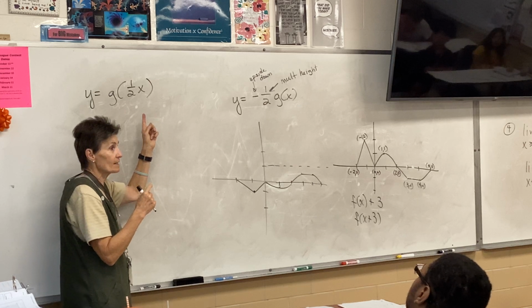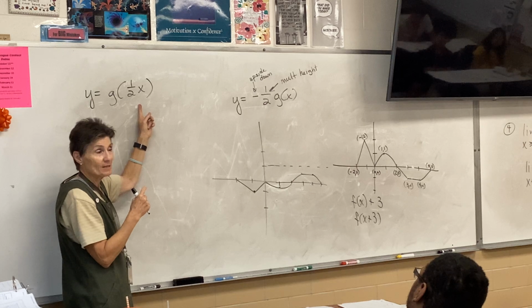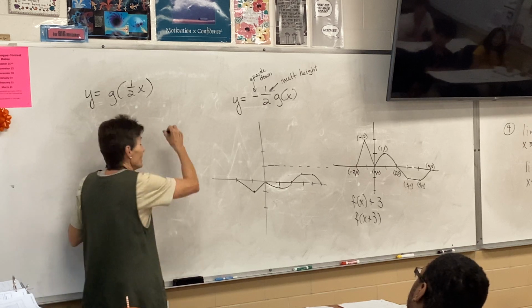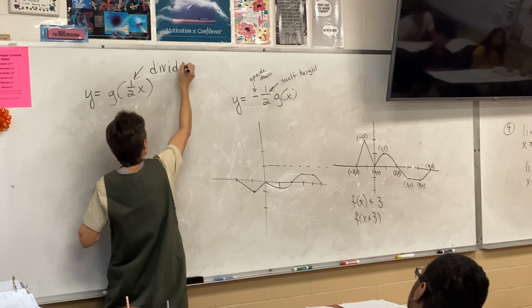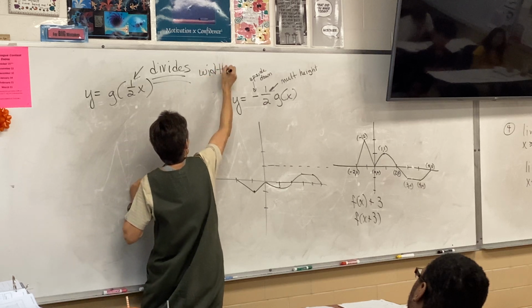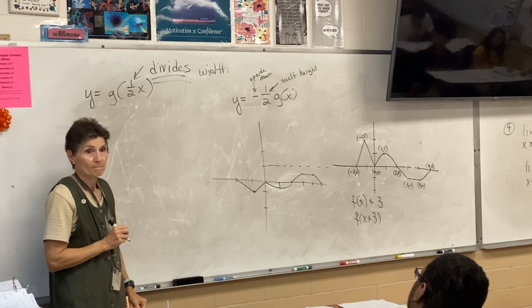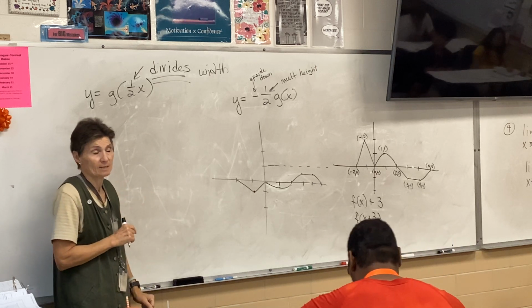When it's inside the parentheses, it's opposite of what you think. So this isn't x times a half. This is actually x divided by a half. This number right here divides the width. It doesn't times the width, it divides the width. It does the opposite because it's inside the parentheses.